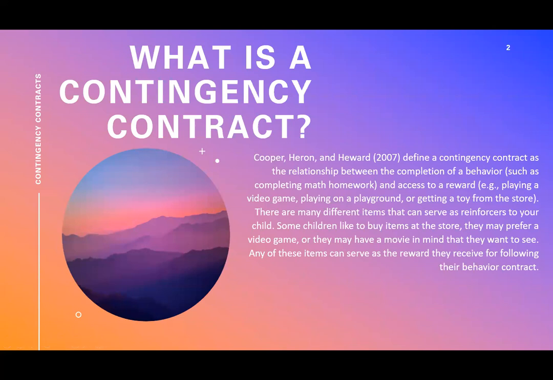According to Cooper, Heron, and Heward 2007, a contingency contract is the relationship between the completion of a behavior, such as completing math homework, and access to a reward, such as playing a video game. Some children like to play on a playground or get a toy from the store. It just depends. And there are many different items that can serve as reinforcers to your child. So some children like to buy items at the store. They may prefer a video game, or they might have a movie in mind that they want to see at the movie theater, and that can serve as a reward for completing certain behavior.